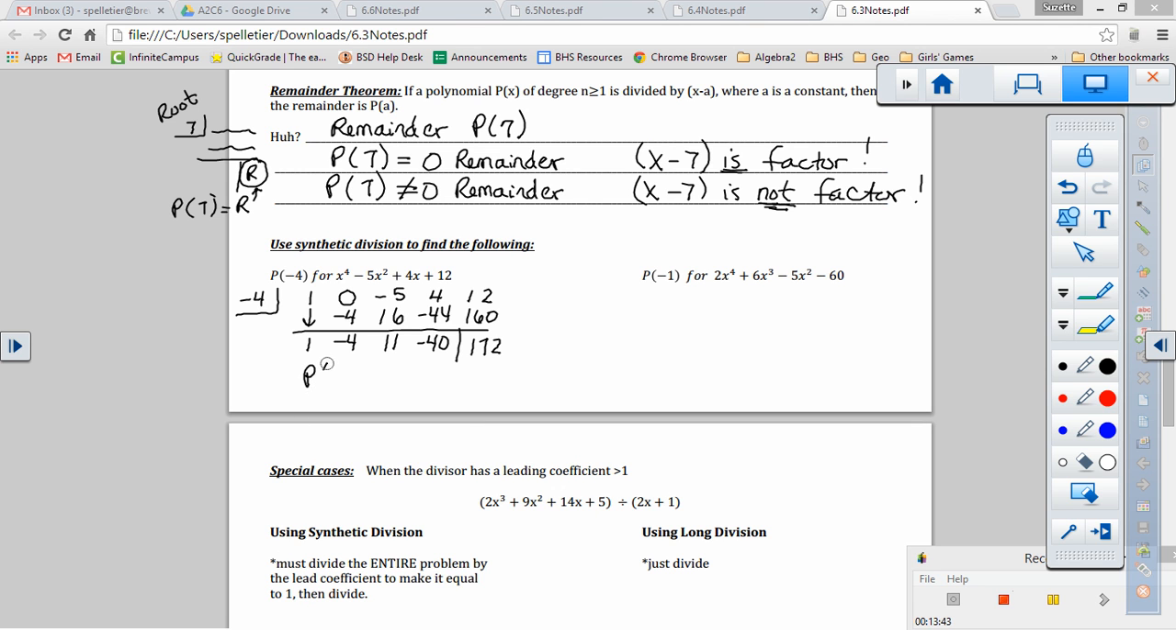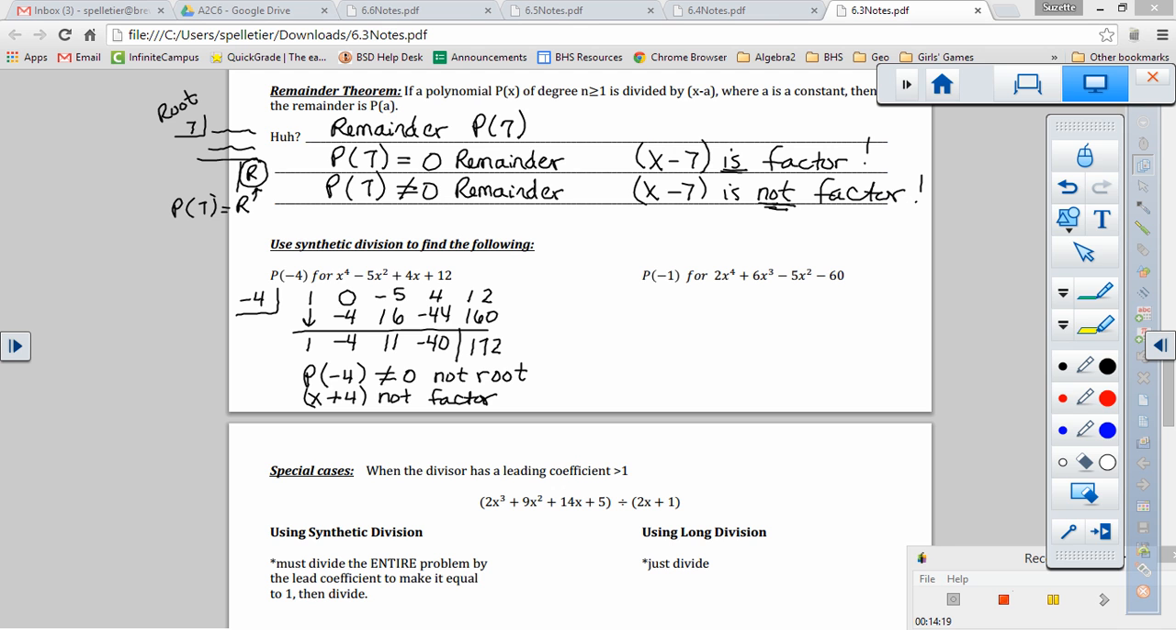So P of -4 does not equal 0. So it's not a factor. Let me see, I should change that to say not a root. Okay? It's not a root, which means that x plus 4 is not a factor. Okay? X plus 4 is not a factor, and -4 is not a root because my remainder is not equal to 0.